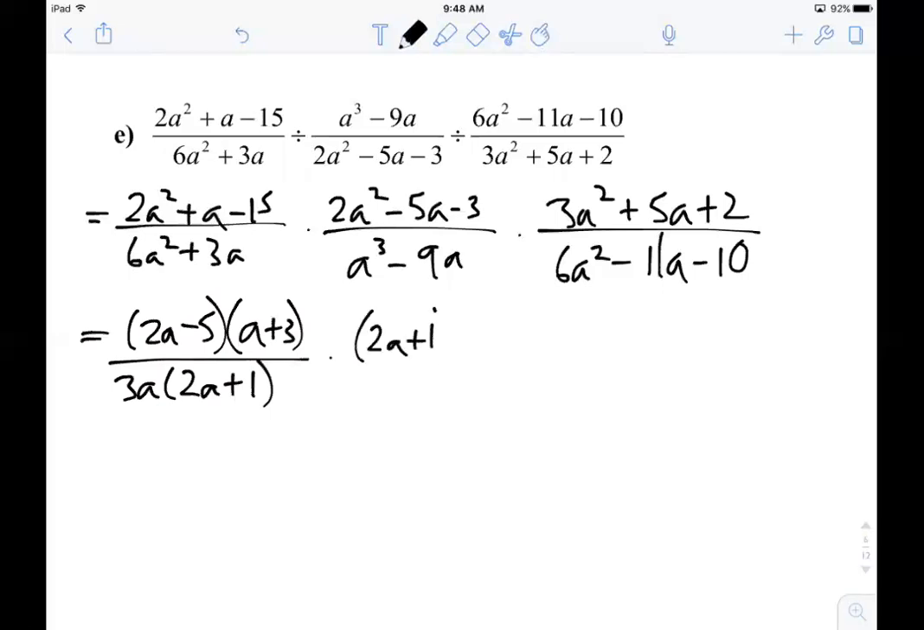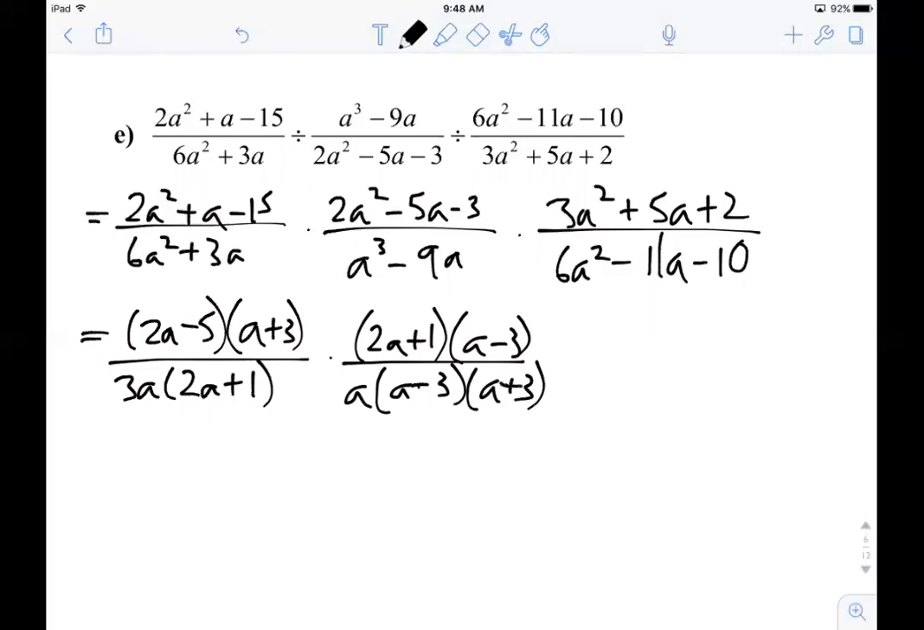2a plus 1 and a minus 3 is how the top of that would factor. And on the bottom of this one, once again, we can do a little bit of common factoring first, and then it's a difference of squares factor, which becomes a minus 3 and a plus 3.